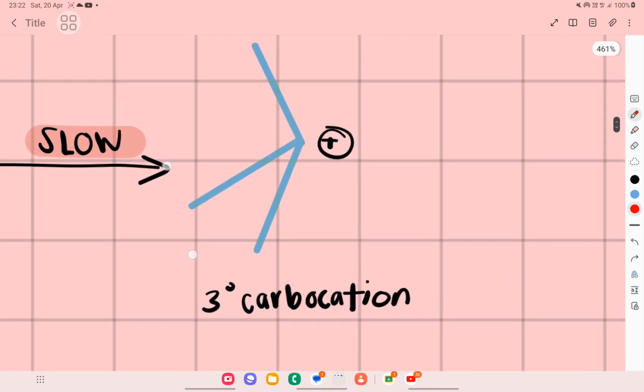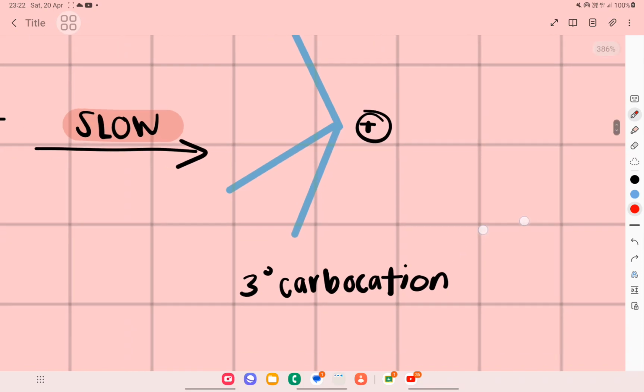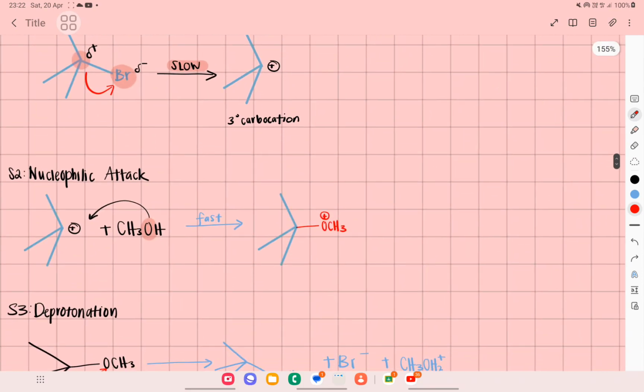Here it is: the carbocation intermediate. The carbocation intermediate is formed and stabilized by the neighboring methyl groups through hyperconjugation, which increases the stability of the carbocation. This stabilization is why tertiary carbocations are favored in SN1 reactions. Moving on to the next step, nucleophilic attack.